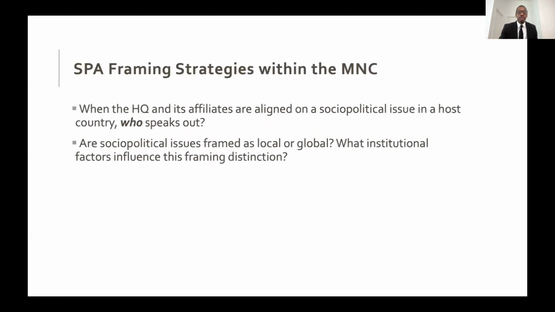And then lastly, quickly, with regards to framing strategies, again, you do see alignment between headquarters and subunits in most cases. And so it is an open question, who is to speak out? Is it to be the headquarters CEO? Is it to be the subsidiary CEO? And what are the implications of that? What does that signal to various stakeholder groups? But also, I think there's this notion, are socio-political issues framed as local or global? You think about climate change, you think about racial inequity, you think about LGBTQ plus rights. Is it local? Is it global? And what institutional factors might influence this framing distinction?